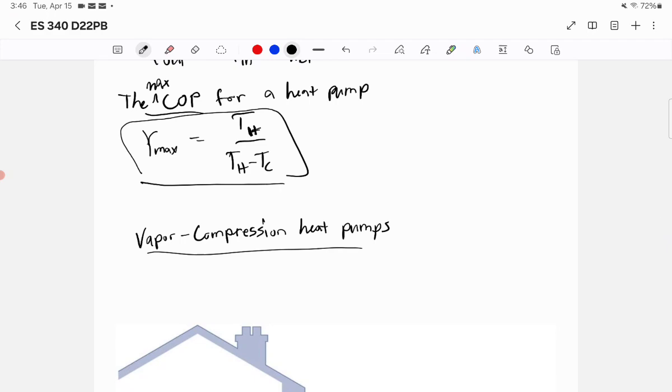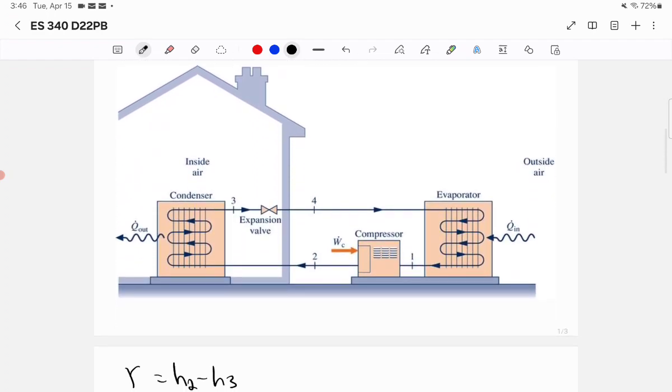So we can do a vapor compression version of a heat pump, and it's the same kind of basic idea, right? We have an evaporator just like before. We have a condenser. We have a compressor, right? And we have some kind of expansion that's being allowed, going from step 3 to step 4. So very similar to the refrigeration cycle that we had before.